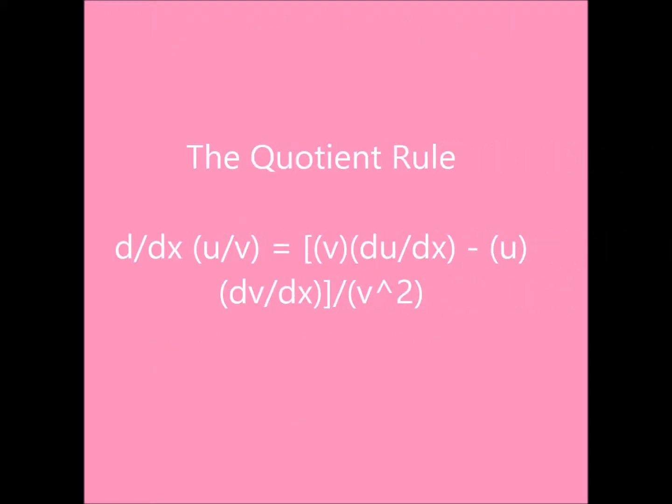The quotient rule is d dx of u divided by v equals v times du dx minus u times dv dx over v squared. This means that when deriving an equation where one function is divided by another, you use the function on the bottom, v, times du dx, the derivative of the function on the top, minus u times dv dx, the derivative of the function on the bottom, all divided by v squared, the function on the bottom.